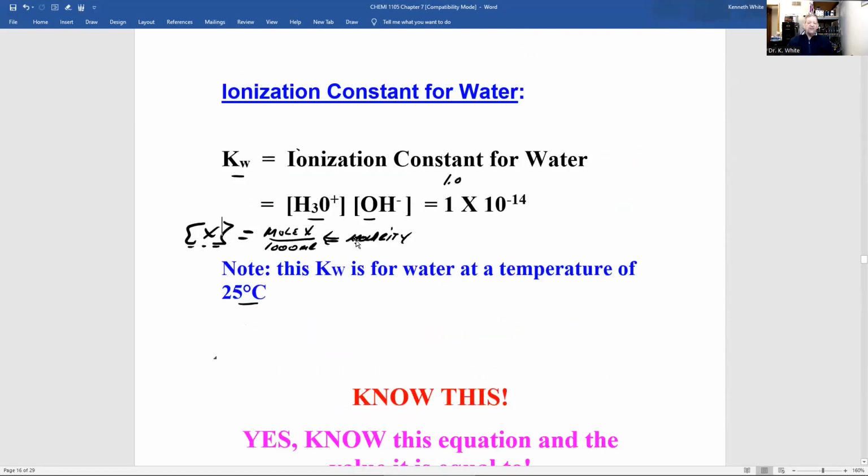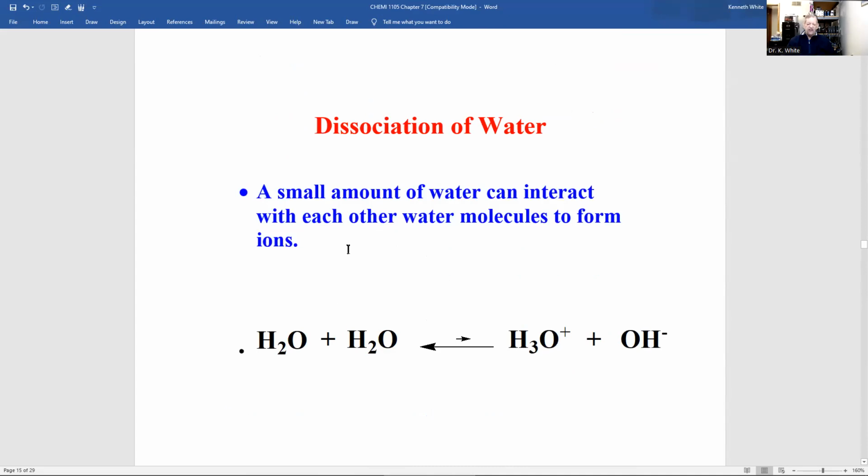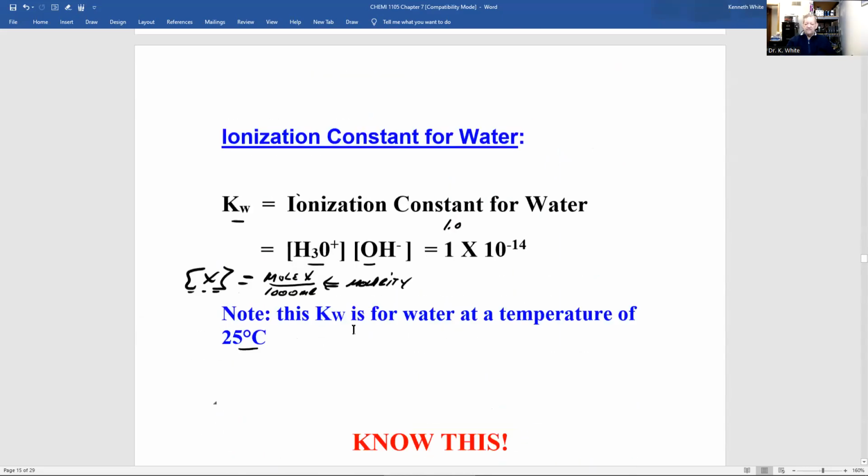So this turns out to be a very important equation, a very important relationship, the dissociation of water. It goes on in the bottle of water I have here, it goes on to water in my stomach, it goes on to water in your blood. This is happening everywhere. I told you chemistry is everywhere.